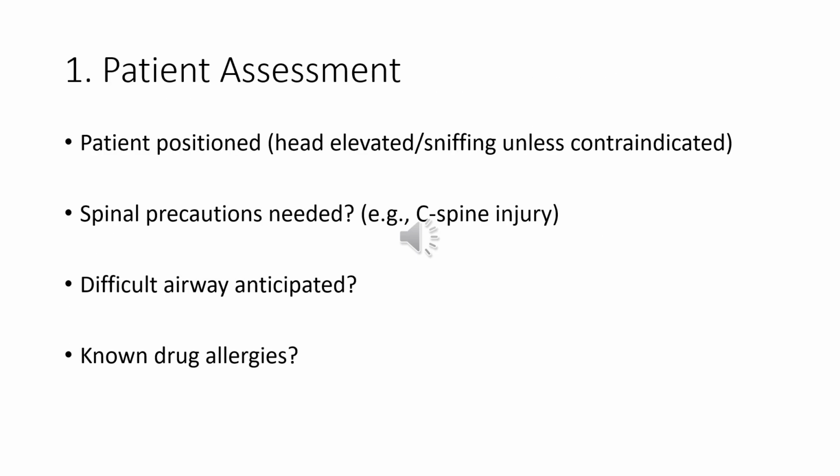Under patient assessment, proper positioning optimizes the view of the vocal cords, making intubation easier and reducing the risk of complications. Identifying the need for spinal precautions prevents further injury in trauma patients. Early recognition of difficult airways allows for preparation of advanced airway equipment and backup plans. Checking for allergies avoids life-threatening reactions to medications used during the intubation.